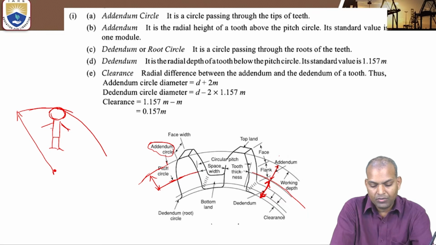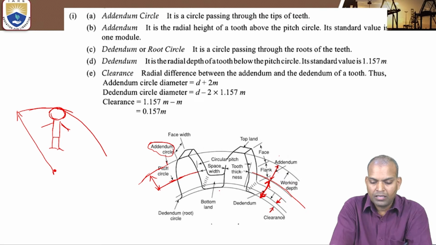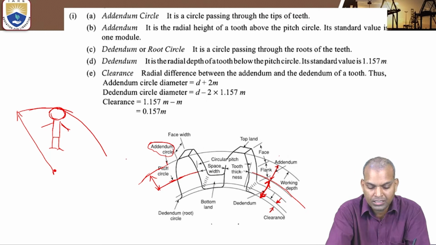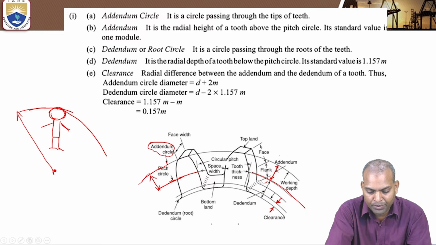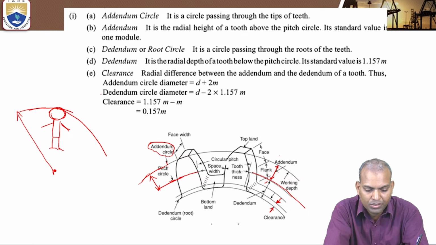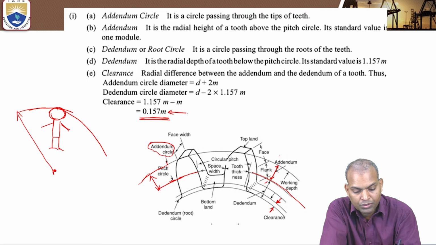Next, the clearance. What is the clearance? This is the position of the clearance. The radial difference between the addendum and the dedendum of the tooth is known as the clearance. Generally, this clearance in terms of module is 0.157 m. Here m is not meters; this m denotes module.